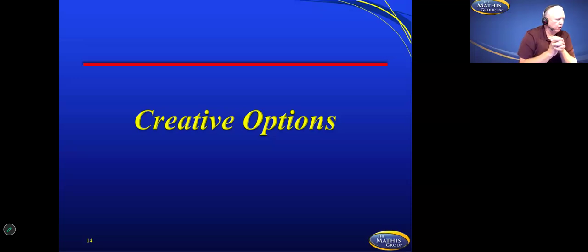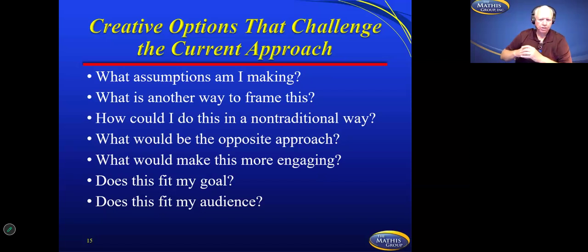You can also use this for creative options. So one of the things that you'll do, these options will challenge your current approach. So here's some questions to consider for that. What assumptions am I making with some of the things that we do and how we do projects? We do make assumptions all the time. And some of those assumptions are biased by us. What is another way to frame this? Is there another way of looking at this project, another way of doing this? How could I do this in a non-traditional way? What would be the opposite approach? What would make this more engaging? Or does this fit our goals? Does this fit my audience?